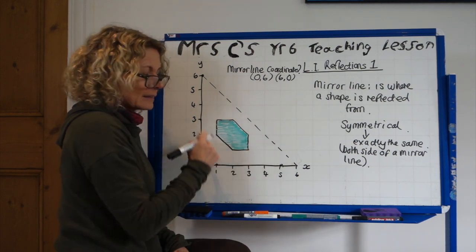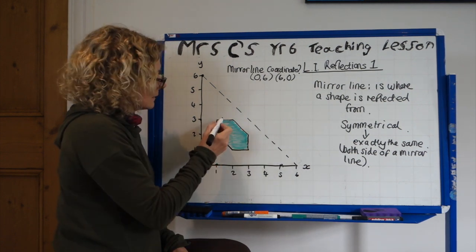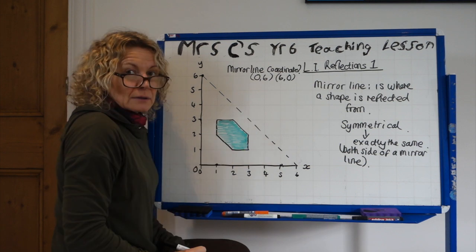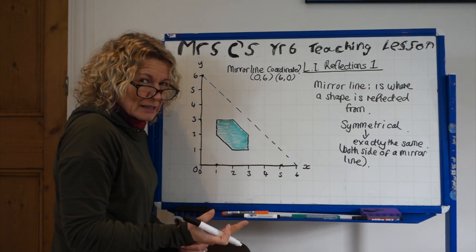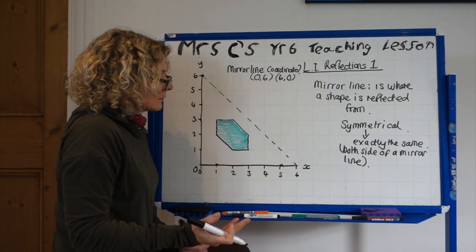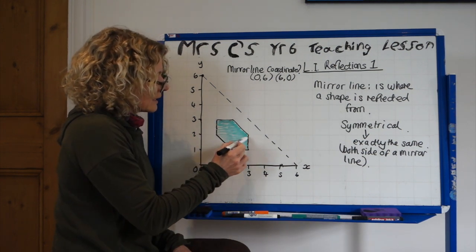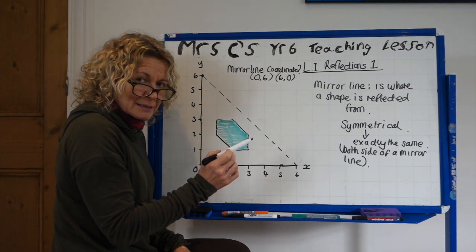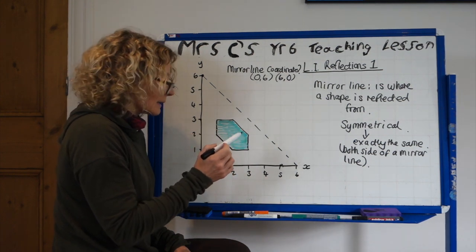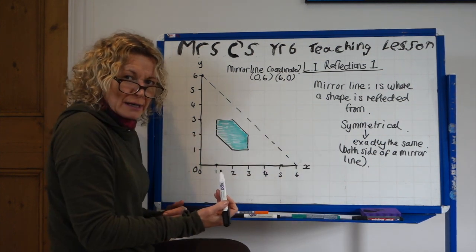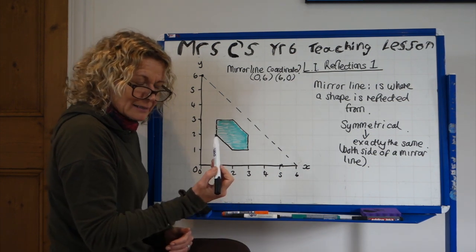So we have a hexagon here. Why is it a hexagon? It has 6 sides. Is it a regular hexagon? No, it's not a regular hexagon because all the angles and all the sides are not the same. It's a regular hexagon if everything is the same. So this is a bit of a squashed hexagon, if you like, an irregular hexagon.